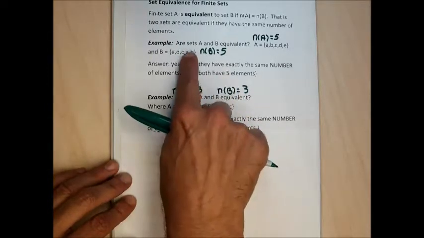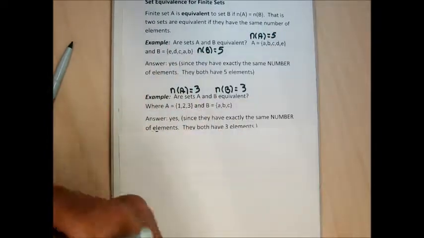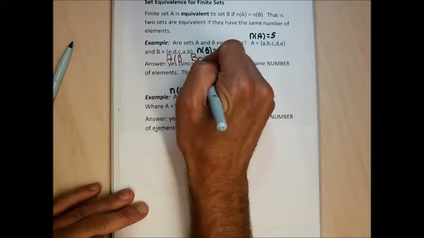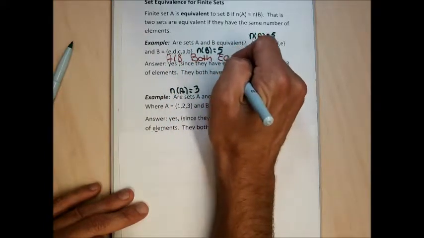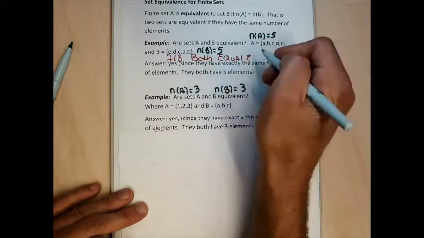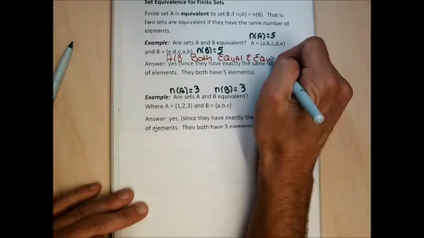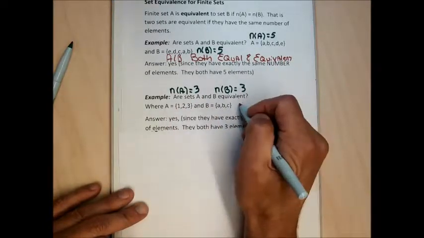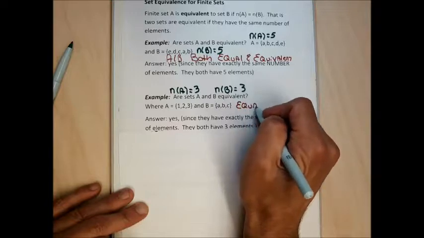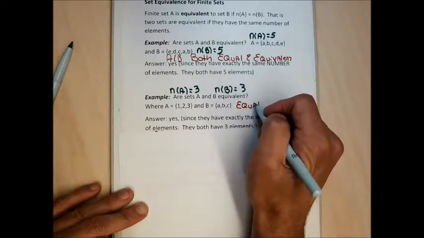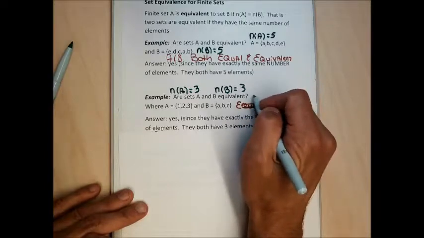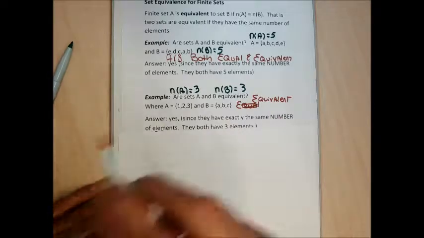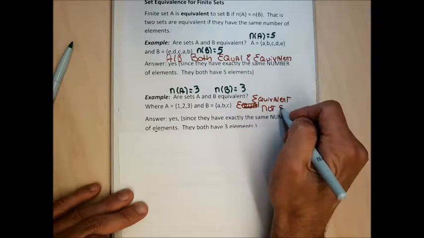So these two sets right here, sets A and B, are equal because they have exactly the same elements, and they're equivalent because they have the same number of elements. These two sets down here are equivalent because they both have 3 elements, but they're not equal because the elements are different.